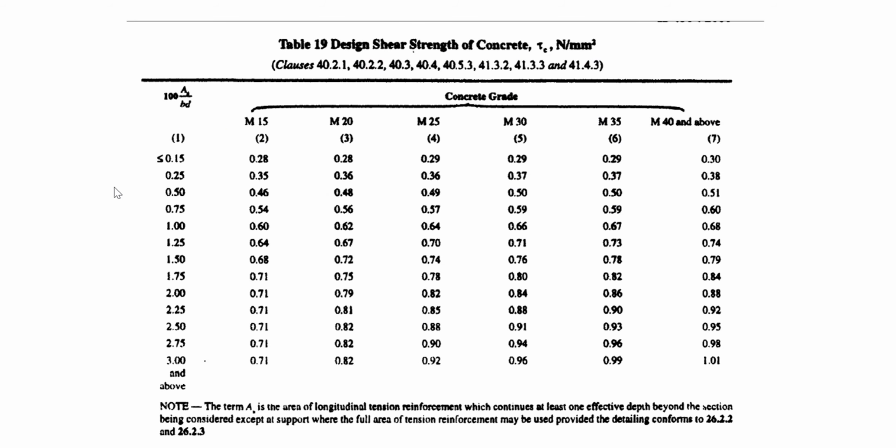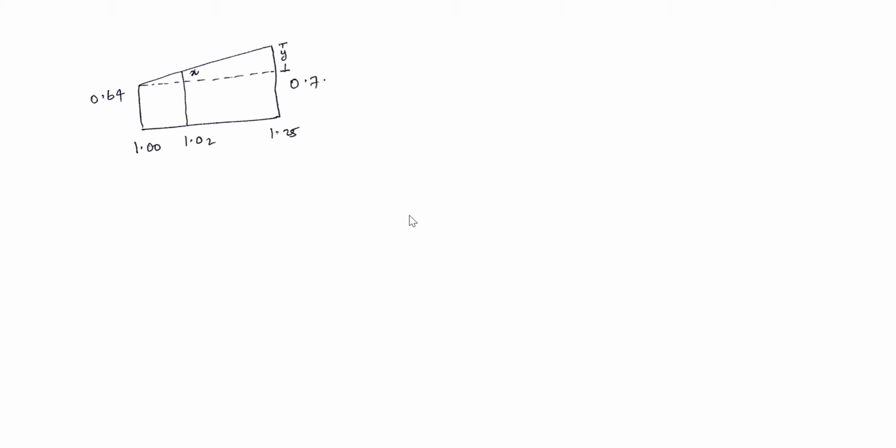So corresponding to 1.02 percent, for 1 percent and M25 grade concrete it is 0.64, and for 1.25 it is 0.7. So you need to find it for 1.02. Here we will do linear interpolation, that is, for 1 you have 0.64 from table 19, and for 1.25 you have 0.7.